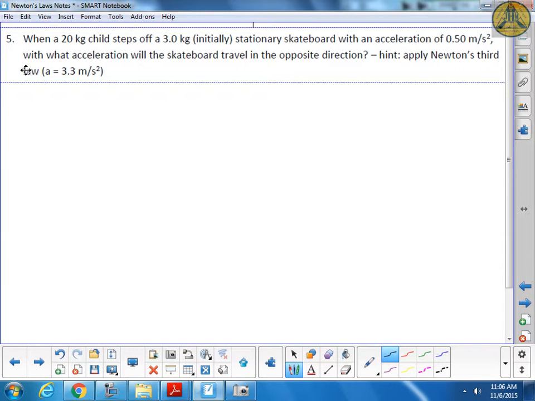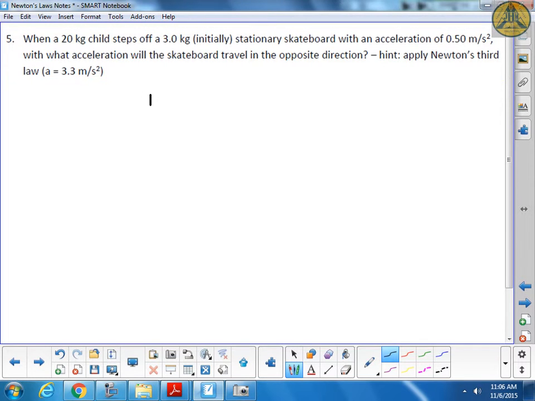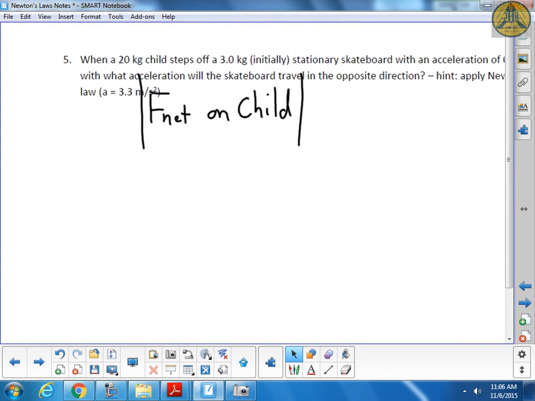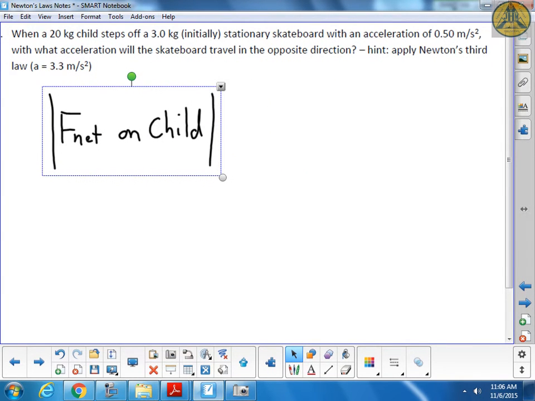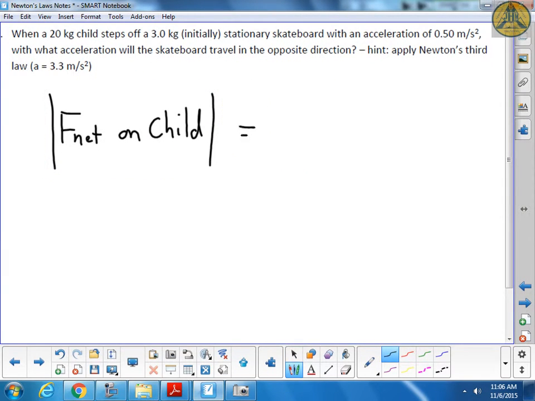The net force acting on the child, like the magnitude, and I'll use the absolute value signs. The net force acting on the child is the same magnitude, absolute value, as the net force on the skateboard. That guides you with what math to use.